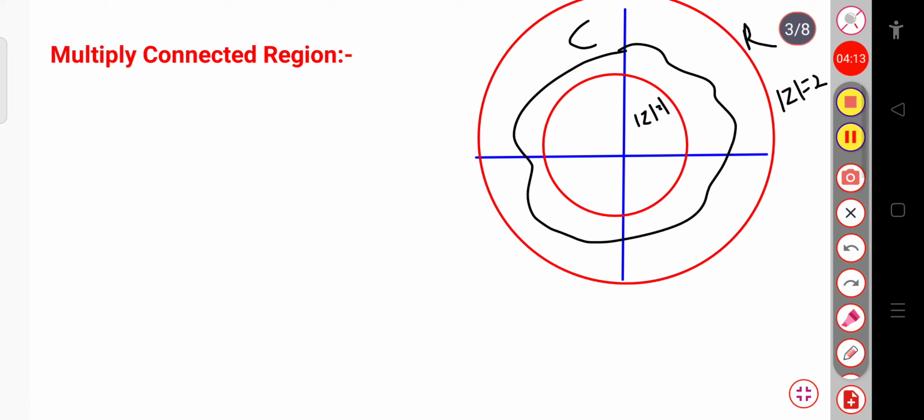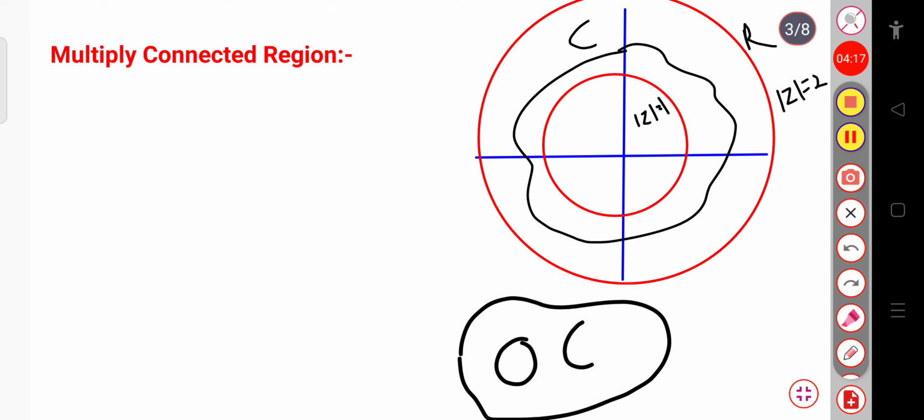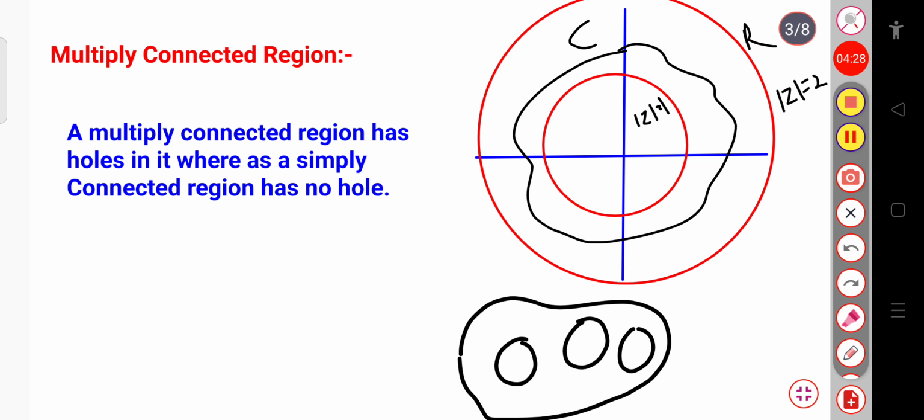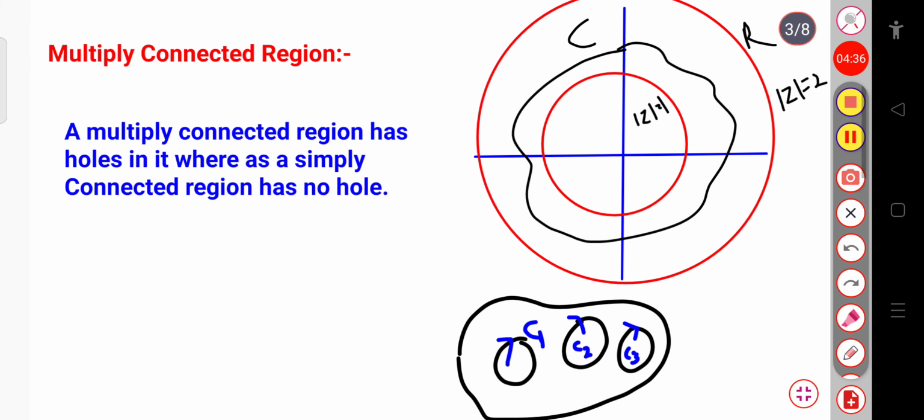So one can say that in a multiply connected region there are a large number of holes inside it, whereas in the case of a simply connected region there are no holes. So you can see here that this is suppose the C1 curve, this is suppose C2 and this one suppose C3, and the larger one, this one is suppose C.